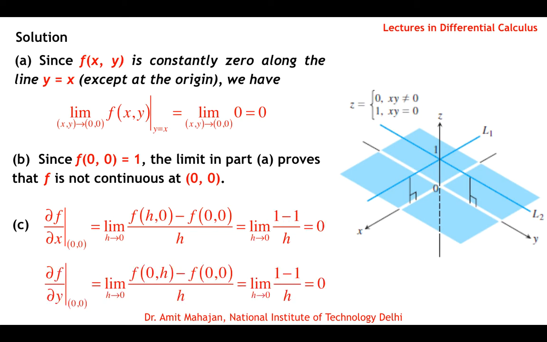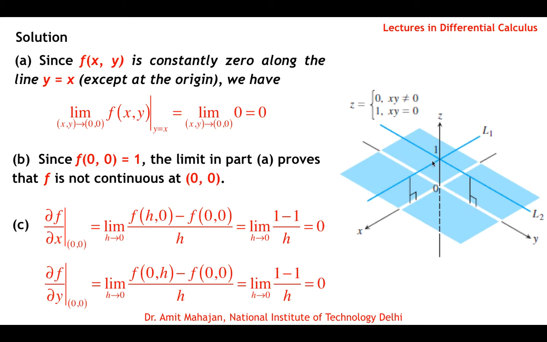Similarly, if we calculate the partial derivative with respect to y, it is f(0,h) minus f(0,0) over h, as h goes to 0. For f(0,h), again the product of 0 and h is 0 and we get z as 1, so this value must be 1. f(0,0) is 1, so this limit is again 0. So you can see that both partial derivatives are 0, and so they exist even when the function is not continuous.